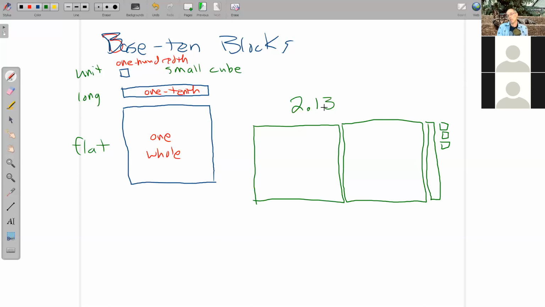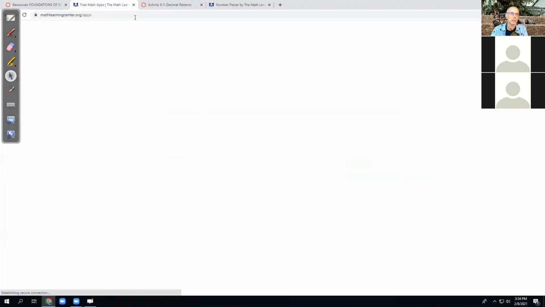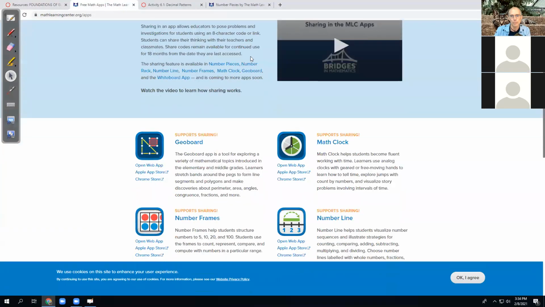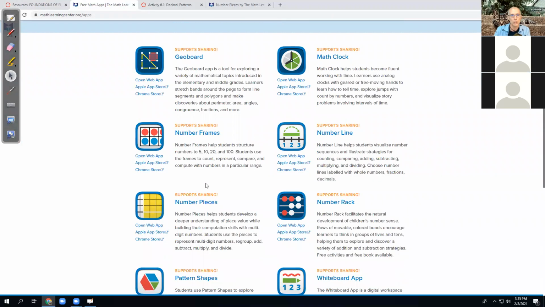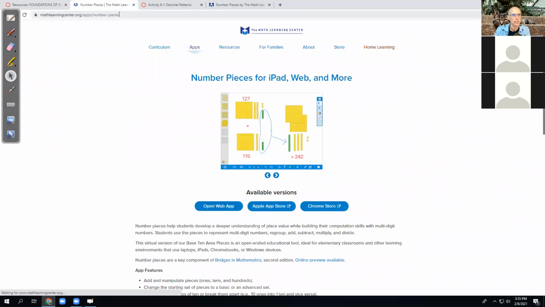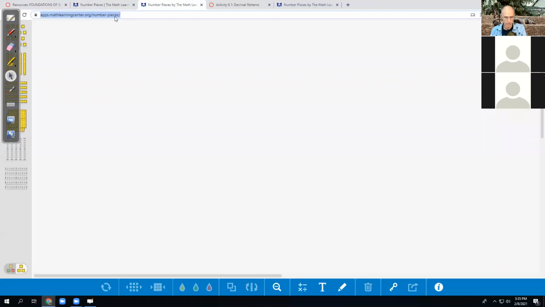Now it could be we want to show thousandths, in which case we'd have to redo our key. So I'm going to go over to the toy for this, the Math Learning Center, Number Pieces. Okay, so I need a link to that. I thought I put it in there, so let's put it in there now. I'll put it in the chat for anybody that wants to play with it with me. This is just the generic version, but it's got that nice share option, so we can share these finished ones with each other.